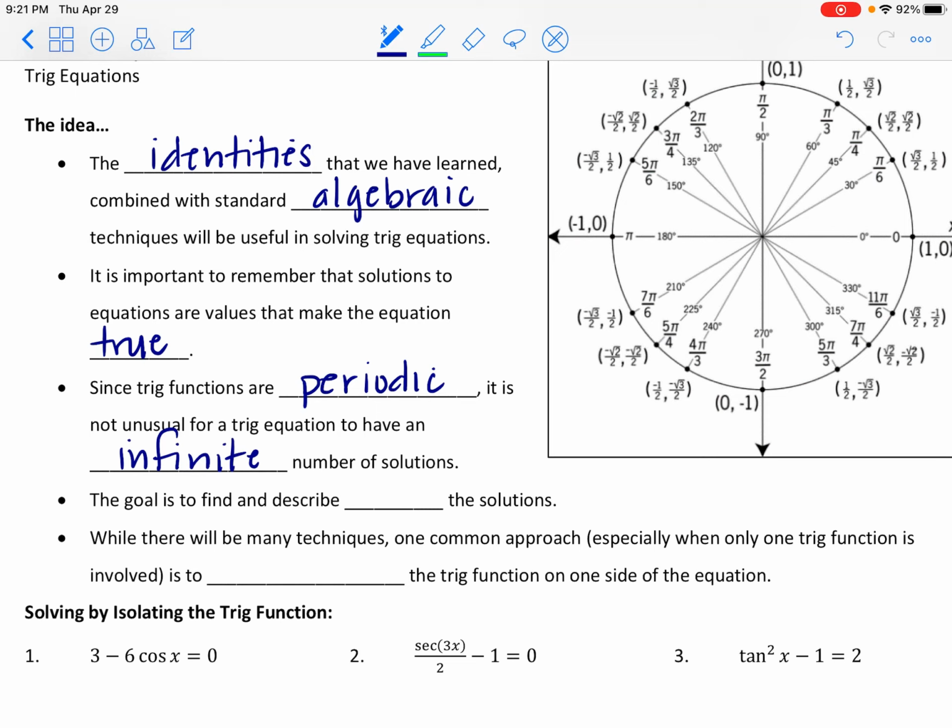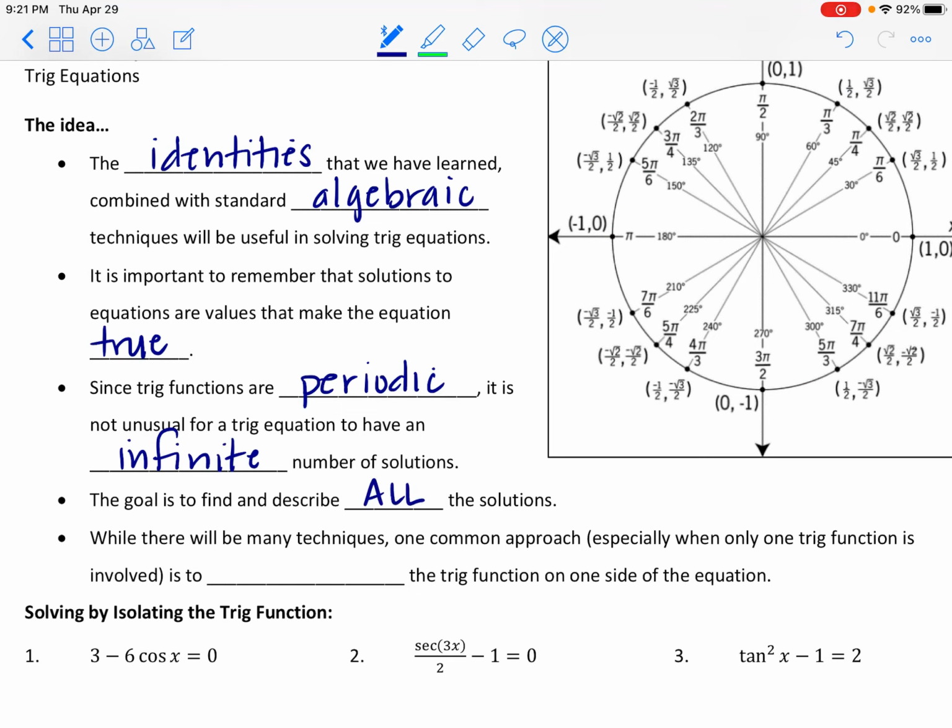And the goal for us is going to be to find and describe all of the solutions. So using the unit circle is going to help us establish, let's say, one or two solutions within a full cycle, like within a 0 to 2 pi window. But if we were to keep going forward, or even work backward in negative angles, those answers are going to repeat. So we have to make sure we find a way to describe all of the solutions.